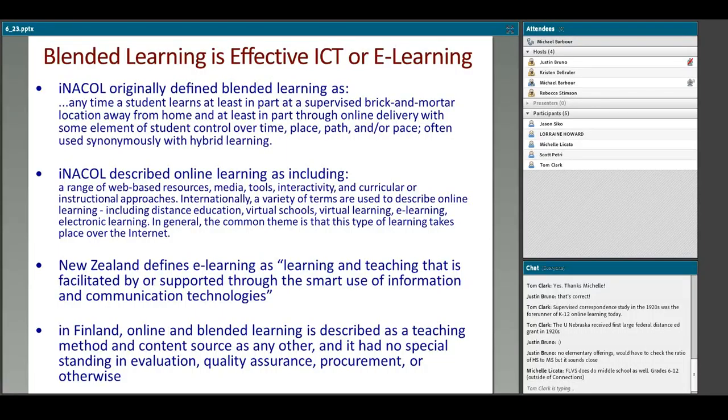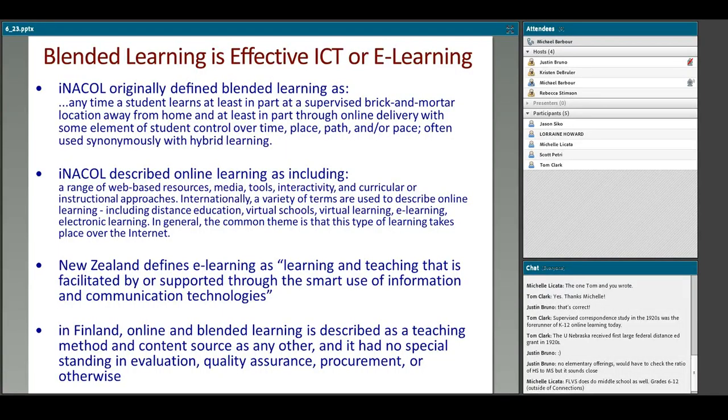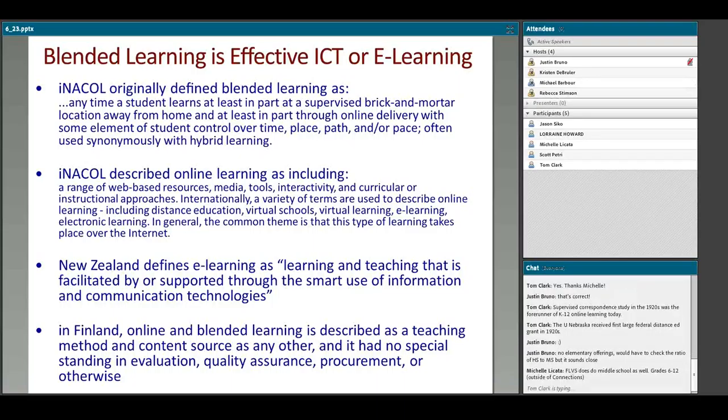As I mentioned there, New Zealand and a lot of the Asian countries in particular will use the term e-learning as their catch-all term for that continuum that we're talking about. It's really only here in the U.S. where we actually talk about face-to-face learning, blended learning, and online learning like they're three separate things.